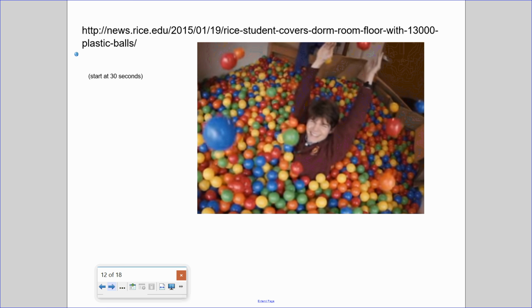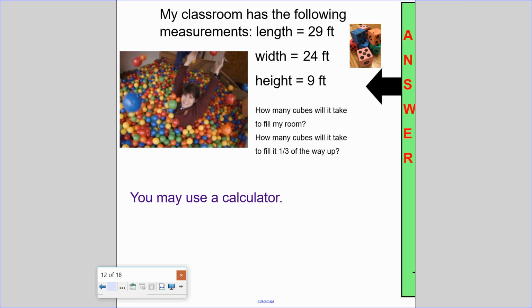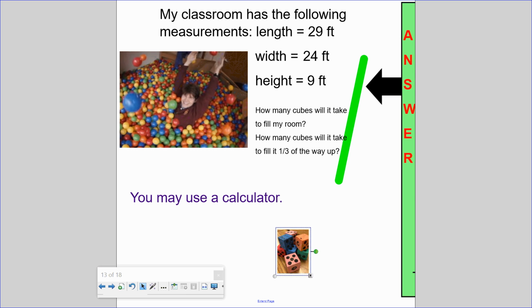So for the rest of the class, you're going to be watching a video about this guy who covers his whole classroom with balls. A lot of balls. These are the balls you find in a ball pit. So kind of cool, actually. And then each one of you will be given a dice.